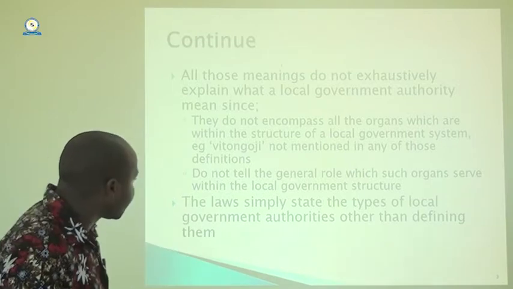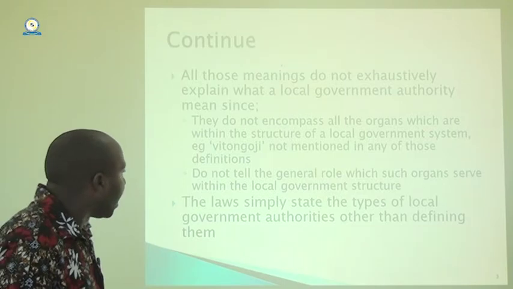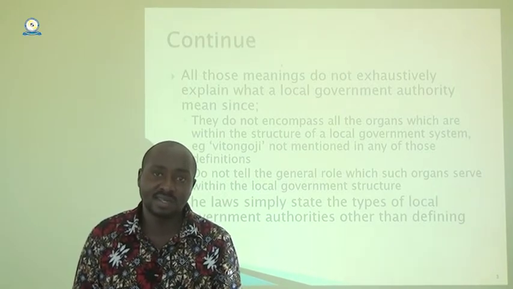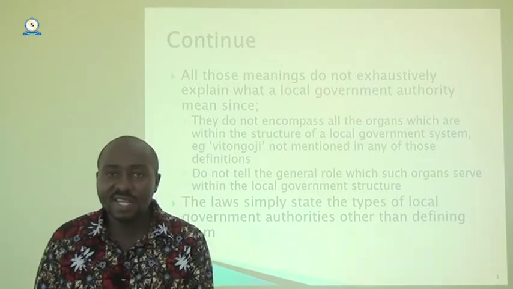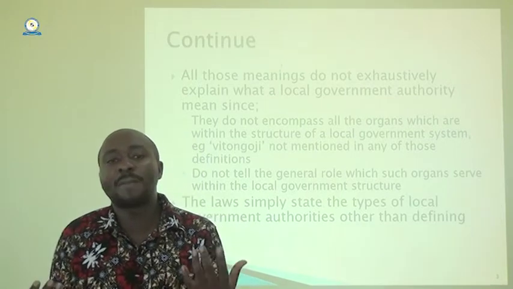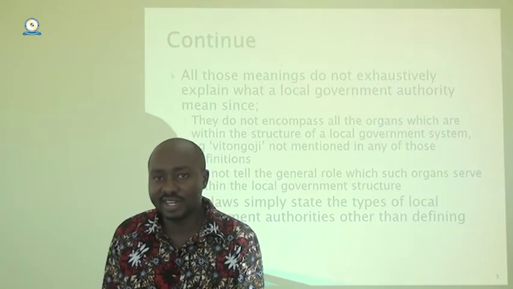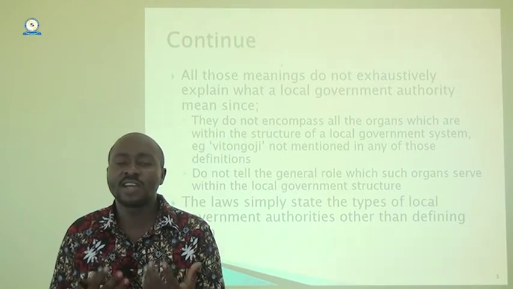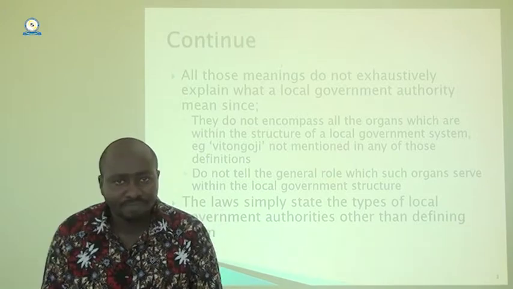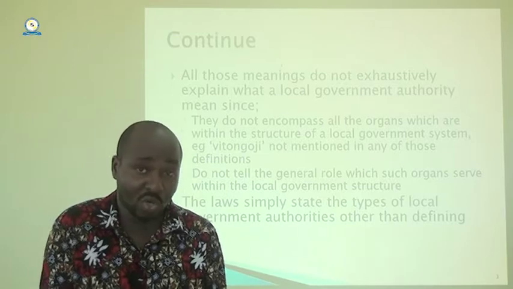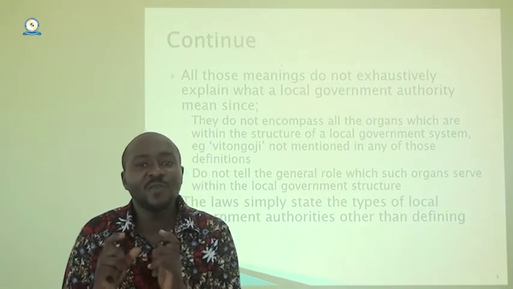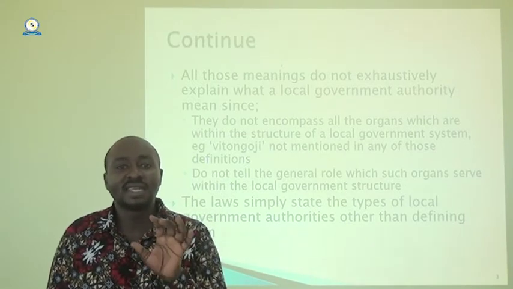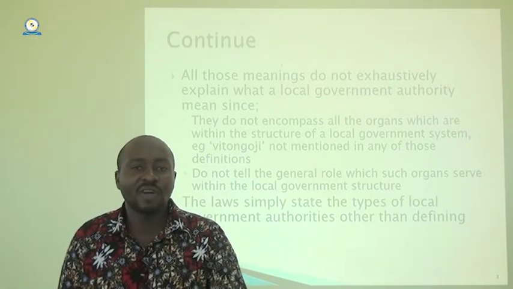Not only that, these laws do not tell the general role which these organs are supposed to perform. They just tell that local government means district council, urban council, municipal council, village council, yes. Then what role are they supposed to perform? The law does not tell about that. Therefore, the laws do not exhaustively explain what a local government authority means. If you rely on the local government laws in providing the definition of the local government, I truly tell you that you will not come up with a certain clear definition of what local government is.